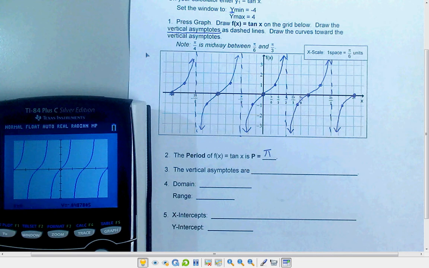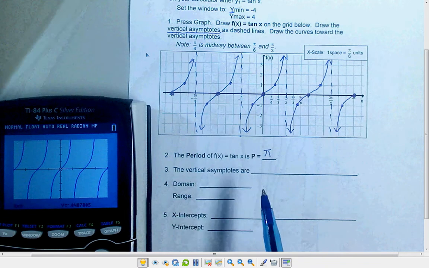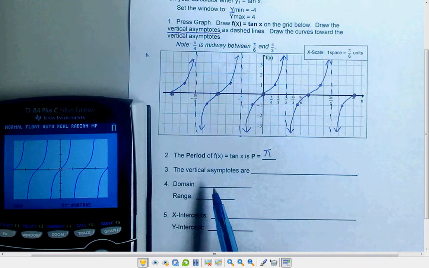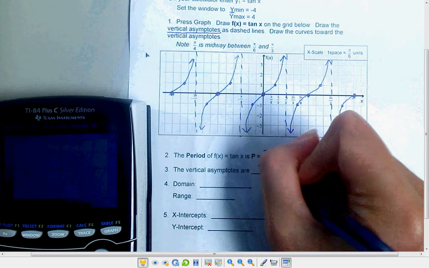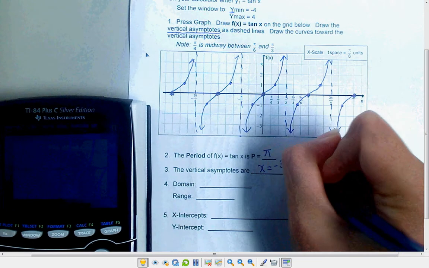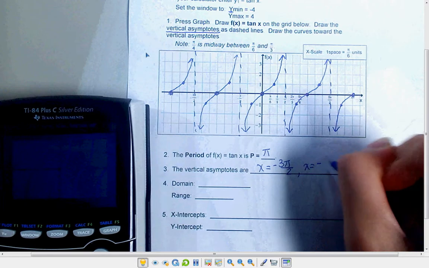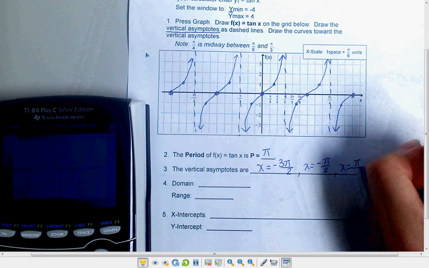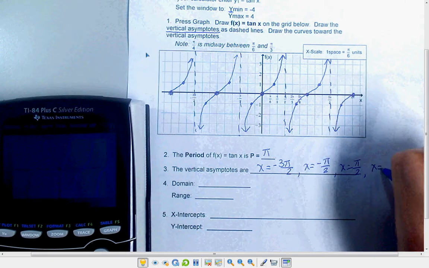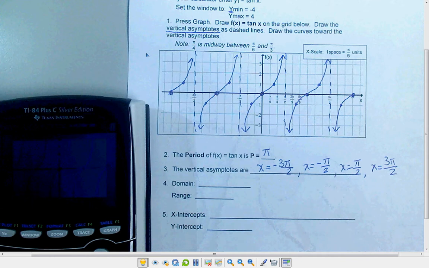So our vertical asymptotes, the 4 that we drew, 1, 2, 3, 4, we're now going to write these down. We have x is equal to negative 3 pi over 2. That's this first one. x is equal to negative pi over 2. x is equal to pi over 2. And then x is equal to 3 pi over 2. So those are our vertical asymptotes, these dotted lines.